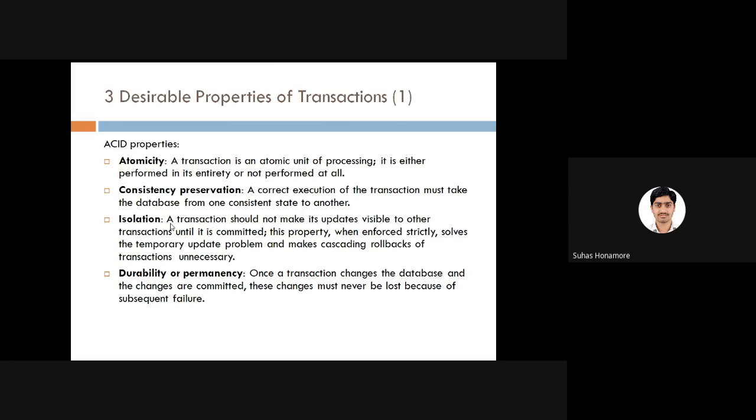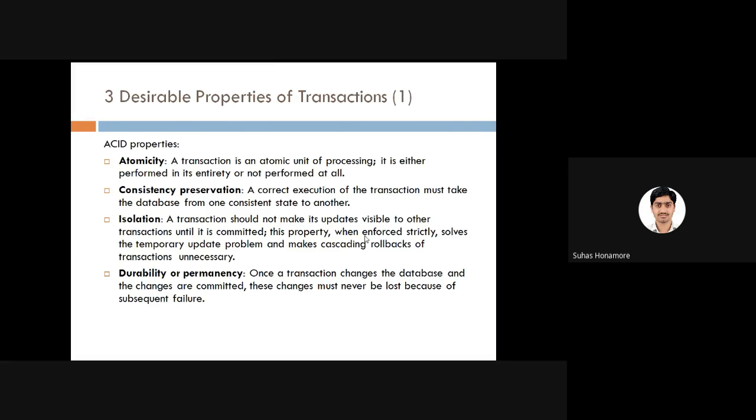And the third one is isolation. Isolation is nothing but a transaction should feel as if only that transaction is running currently. You are completely isolated from other transactions, and it has to run until it gets committed. A transaction should not make its updates visible to other transactions until it gets committed. It has to feel as if only this transaction is running, and we don't have any other transactions. Only this one transaction is running until and unless it gets committed.